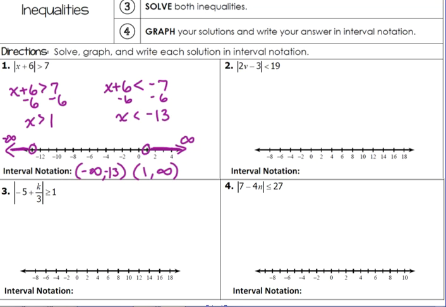Okay, let's do another one like this. It's already isolated, so 2 cases. 2v minus 3 less than 19. Other case, keep it, 2v minus 3, switch the inequality, greater than, switch the sign, negative 19.